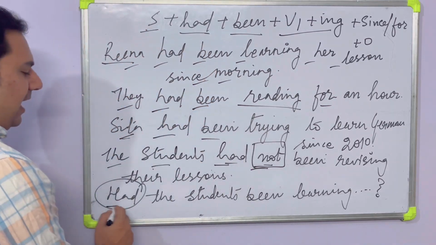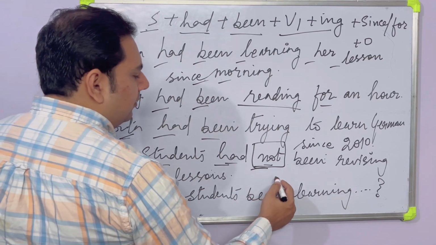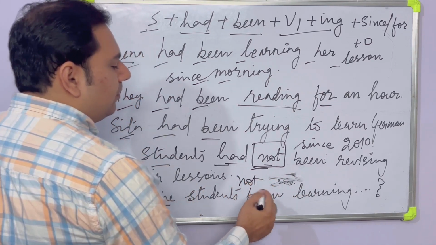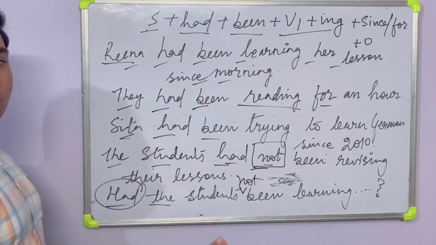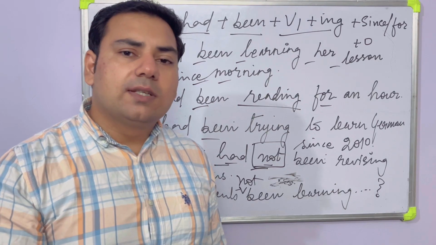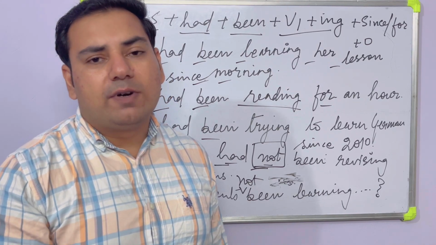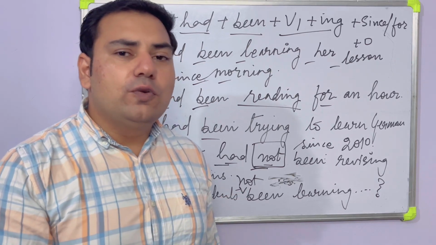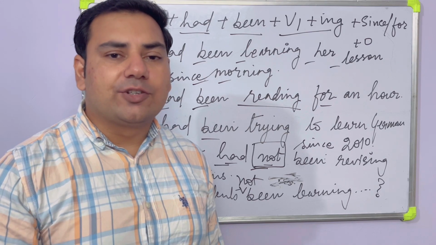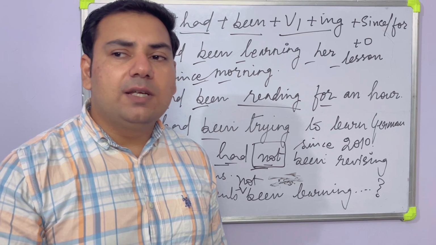Had the students been, had the students not been learning. Okay, so before been, the negative part will come up. Had the students not been learning? So this is how you have to create the negative interrogative sentences. I hope that you have understood the concept, and please write down a few negative interrogative past perfect continuous sentences in the comment section if you have understood this thing. Now we will be moving to the last tense, which will be the future tense.